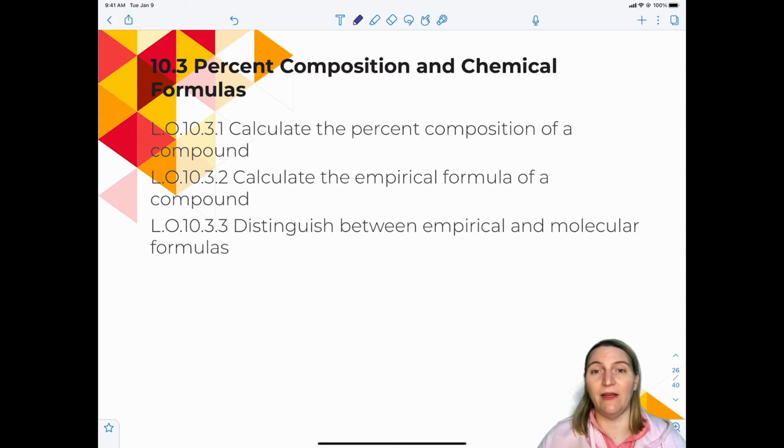And one of the ways is that we've been able to figure out things like percent composition. And from percent composition, we can find what is going to be called empirical formulas and then the actual molecular formula.